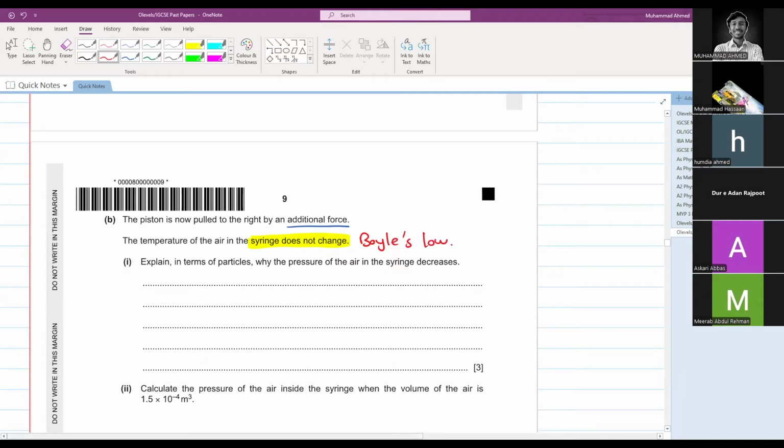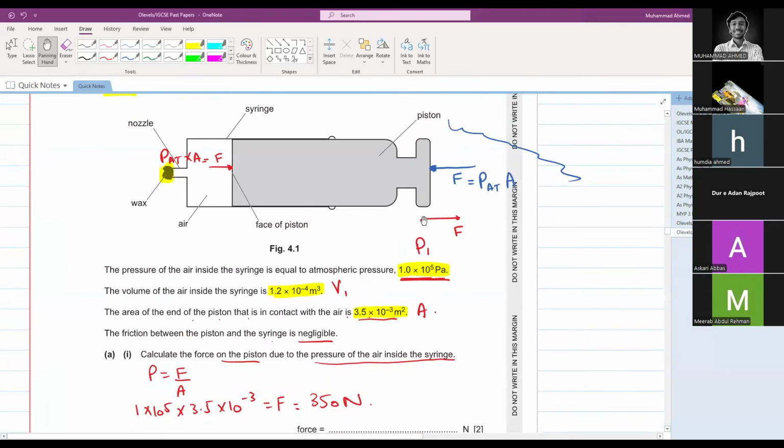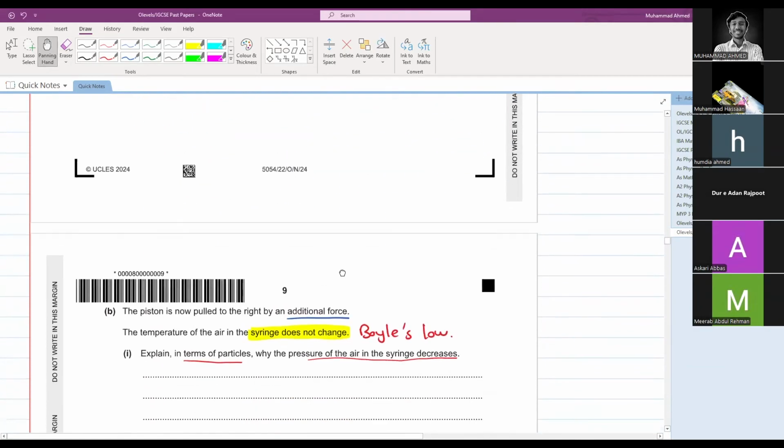If the examiner is talking about pressure and volume and he is stating that temperature is constant, समझ जाना he is hinting towards Boyle's law. ठीक है. So let's further see what the examiner tries to ask us. Explain in terms of particles why the pressure of the air in this range decreases. Okay. As you move the syringe outward, बेटा अगर syringe को आप outward move करोगे तो what will happen? If you move the syringe outward, the volume of the gas increases. First of all तो ये लिख लेते हैं. फर्स्ट ऑफ ऑल वी राइट दिस हेयर.